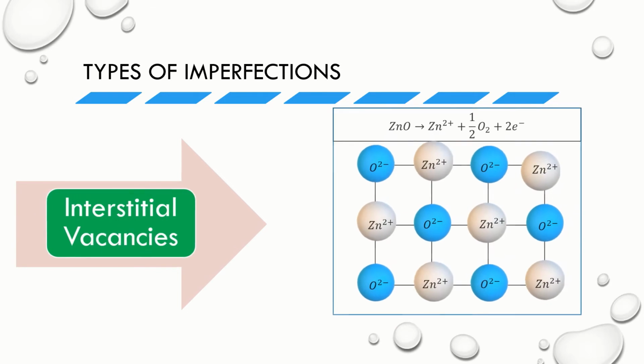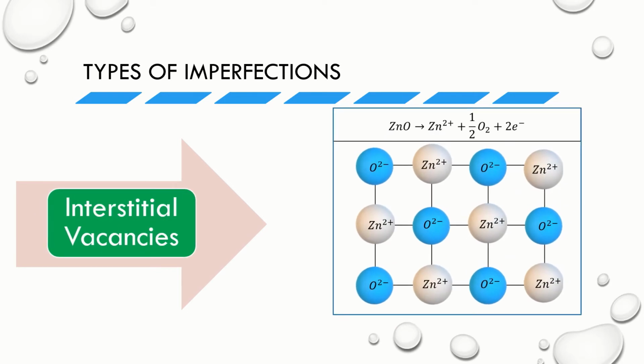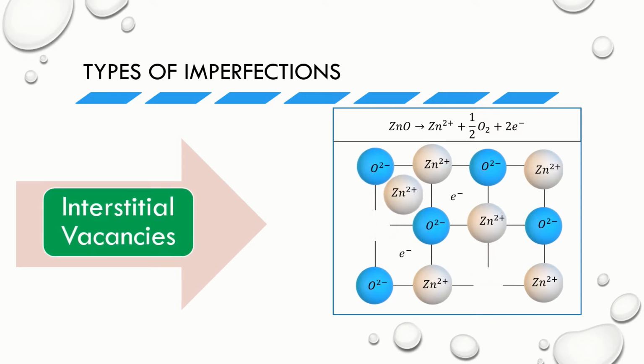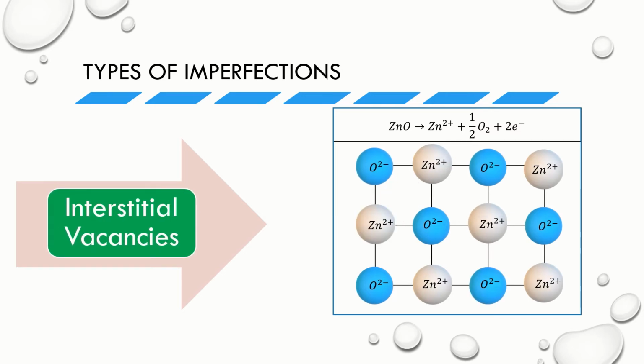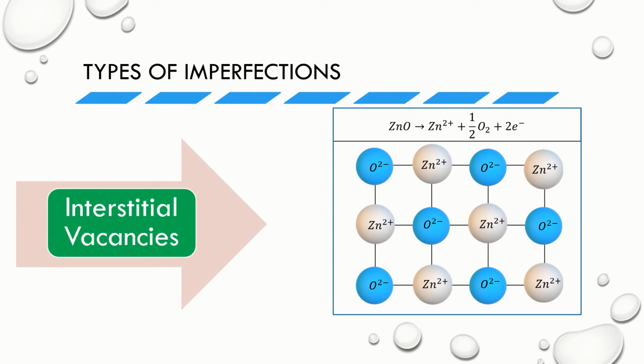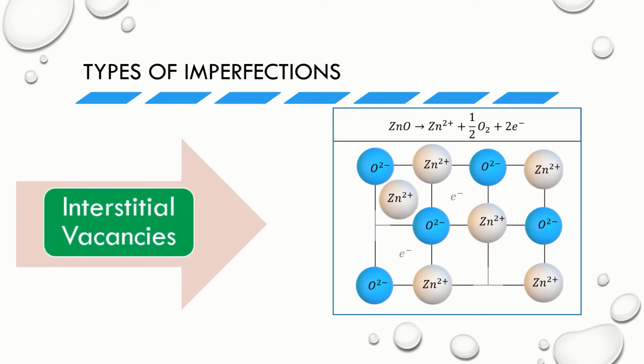Now, when zinc oxide is heated, it loses oxygen and turns yellow. Now, this is because the excess of Zn2+ ions that are formed gets trapped into the vacant interstitial sites, and the electrons also get trapped in the neighboring interstitial sites. Due to the presence of these electrons, zinc oxide, when heated, acts as a good conductor of electricity.